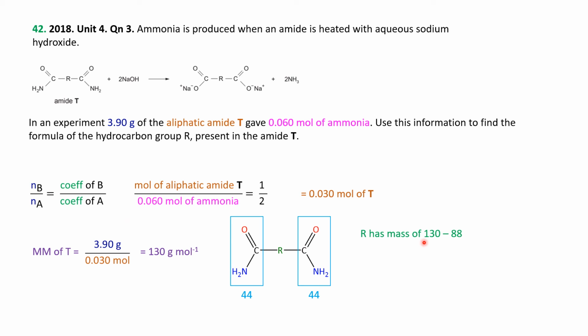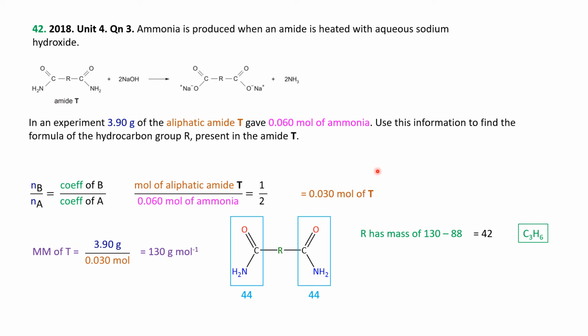So R has a mass of 130 minus 88. Each of those CO, NH2 weighs 44, and we've got 2 of those. So R has a mass of 42. We're told that it is aliphatic, so in other words there are no aromatic rings in there, and so 42 has to be equal to C3H6. If we had 2 carbons, 24, then there'd be 18 hydrogens. That's not realistic, and 4 carbons would weigh 48, which is of course too much.